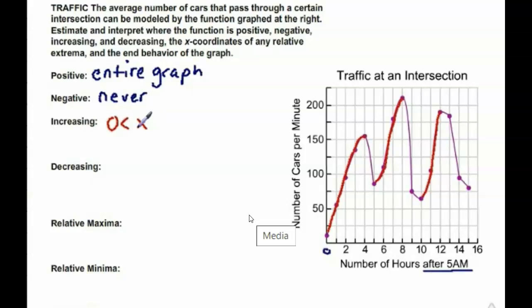I'm going to use x and say that it is greater than 0 and less than 4, so it's between 0 and 4. And then we can also say that it is between 5 and we said it went to 8. And finally, our last increment where it increased was from 10 up to 12.